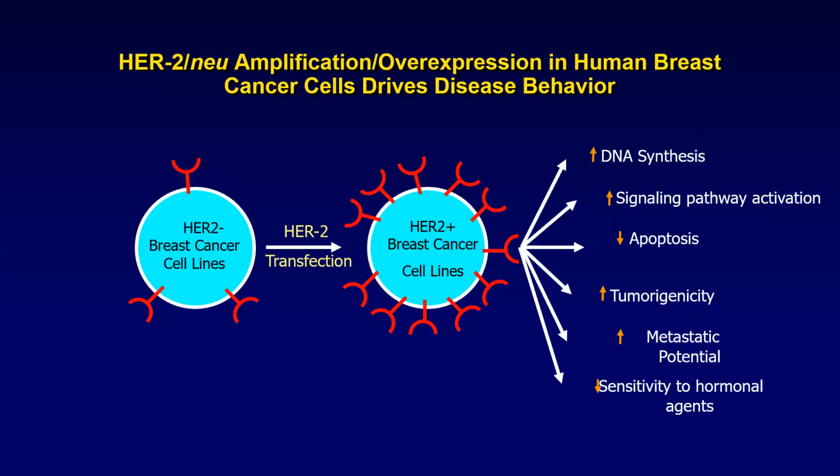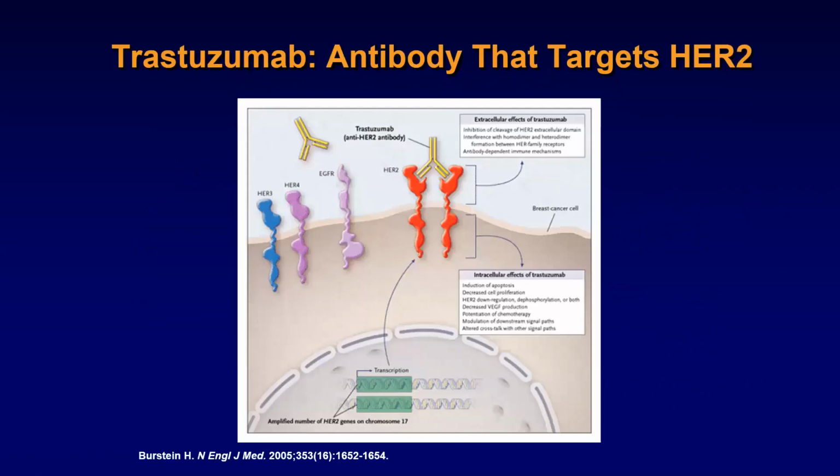So Slamon and colleagues actually took breast cancer cell lines in the laboratory that were normal for HER2, and he added the HER2 gene to them, making them HER2 positive, and then compared what was happening in those cells that were normal versus HER2 amplified, and showed all these things happen more frequently in those cells that are HER2 amplified. So that gave him information showing that the HER2 alteration had a cause and effect on cancer cell behavior.